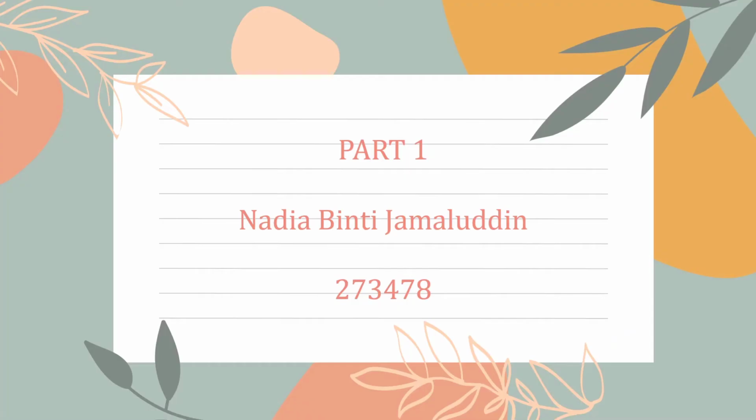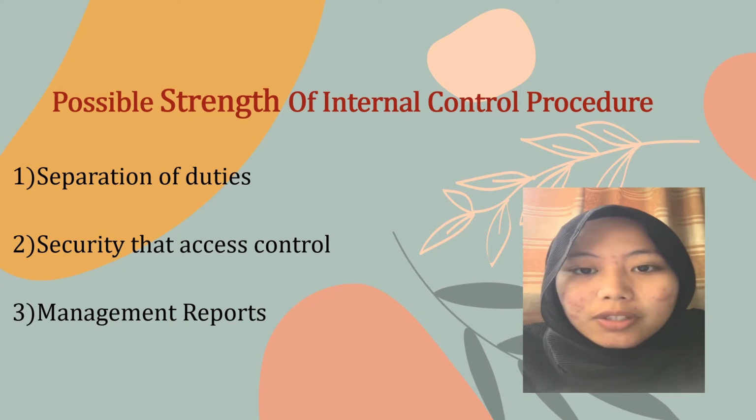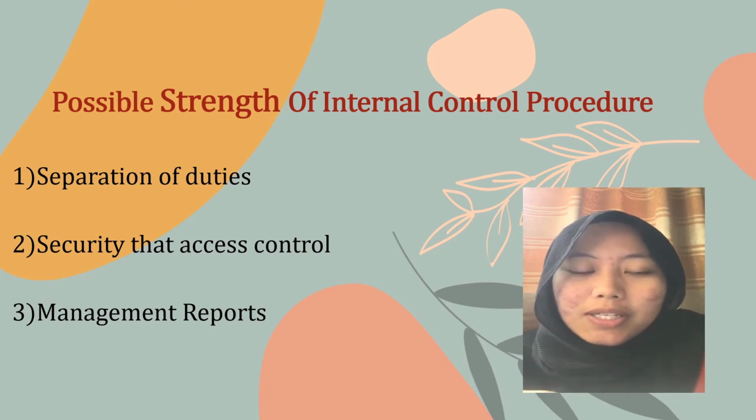Thank you. The possible strength of internal control in ASB is, first of all, the separation of duties. So, when the inventories arrive, ASB as the operation employee handles the receiving process. Meanwhile, Lisa, who handled the cash payments, checks the information in the purchase order.